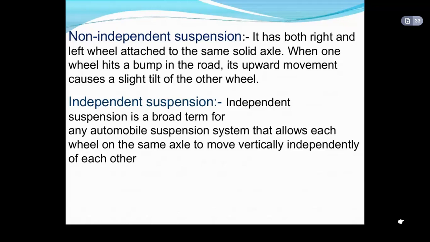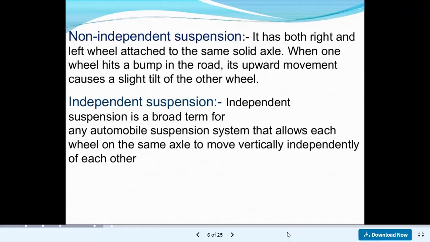The next is independent suspension. Independent suspension is a broad term for any automobile suspension system that allows each wheel on the same axle to move vertically independently of each other.